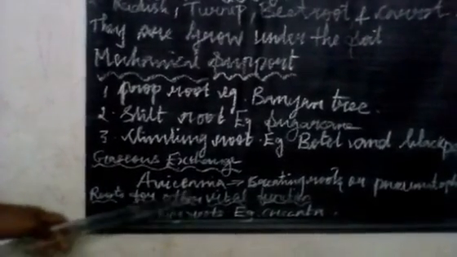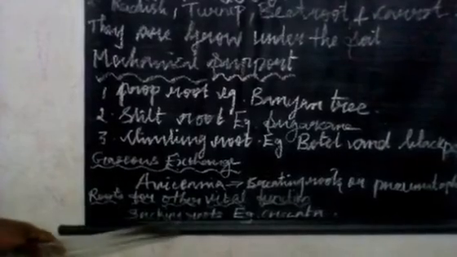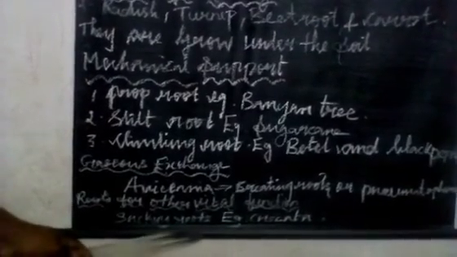Next one is roots for other vital functions. Sucking roots. Example, Cuscuta. Sucking roots are usually found in parasitic plants. They depend on the host plants for nutrients.